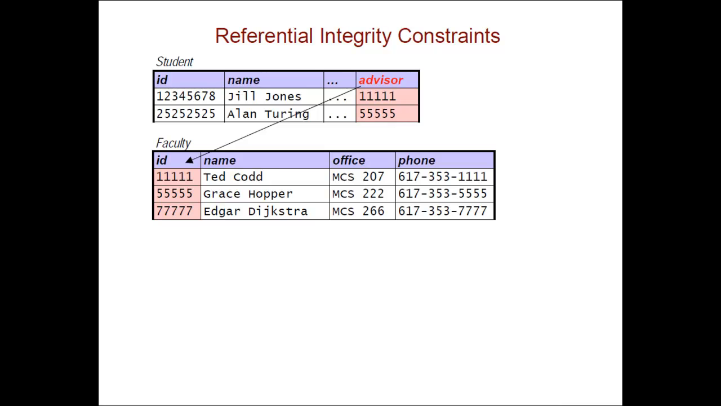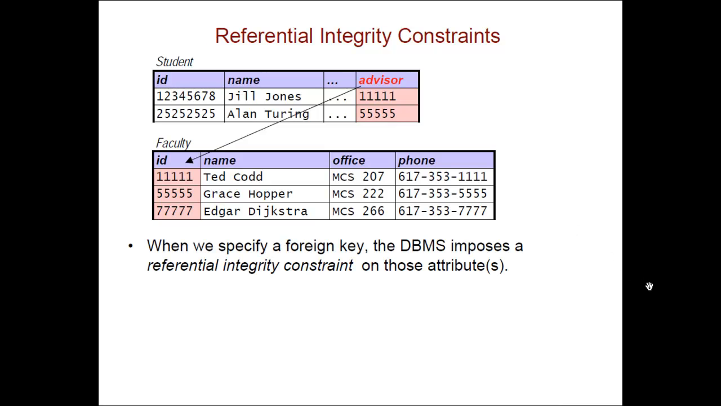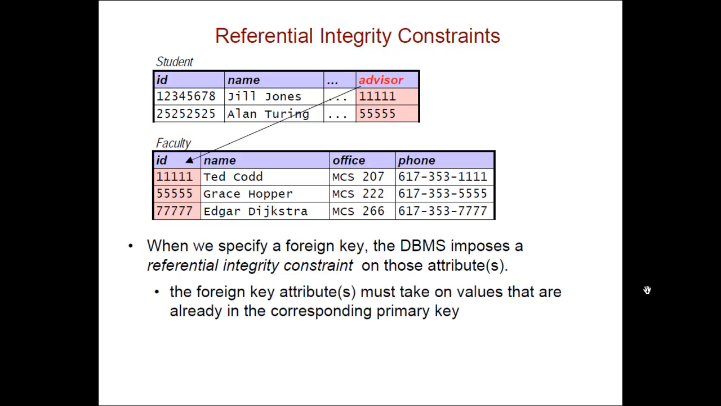The next type of constraint is what's known as a referential integrity constraint. This has to do with foreign keys. If you remember, in our previous video we had an advisor attribute in the student table that was taking on values from the ID column of the faculty table. We were using that foreign key, advisor, to capture the relationships between students and their advisors. Every time we specify a foreign key, we get one of these referential integrity constraints. What it says is that the foreign key attribute, or the combination of attributes making up the foreign key, must take on values that are already in the corresponding primary key.